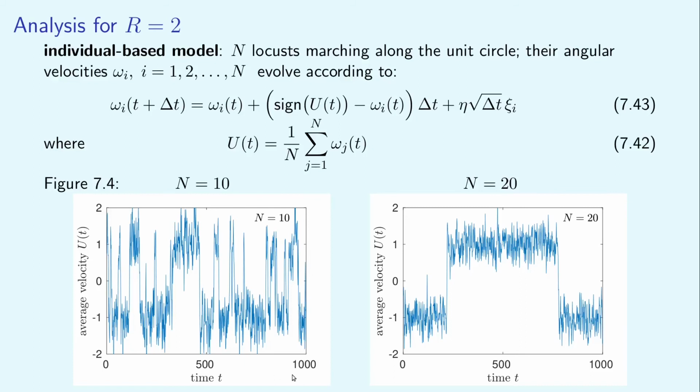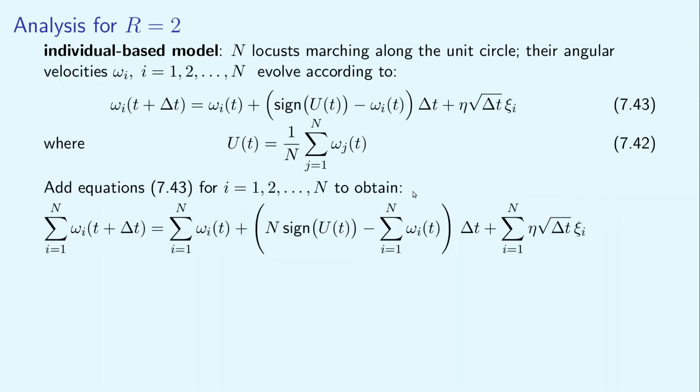Illustrative simulations of this model are presented in figure 7.4, where I plot the average velocity as the function of time for groups with 10 and 20 individuals. We observe that the system still switches between the favorable states of the system. It takes more time for the larger group to switch. And we can prove this.